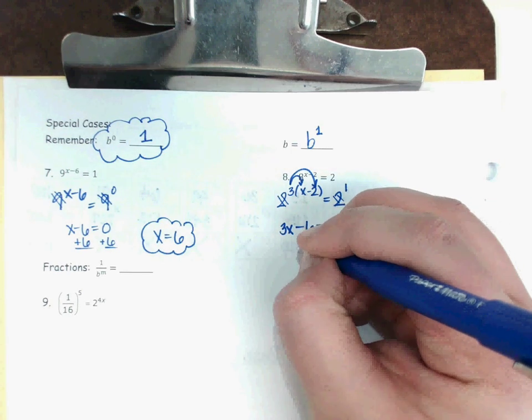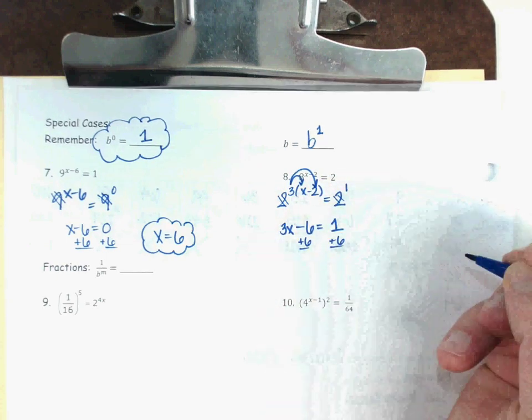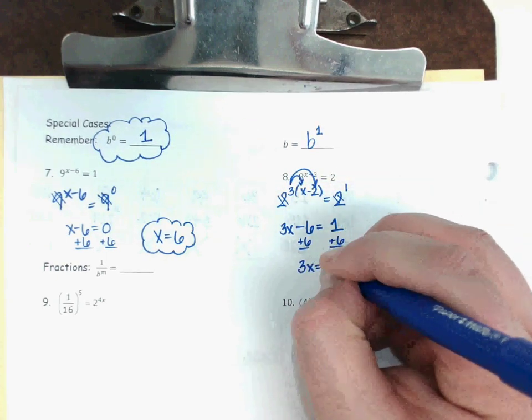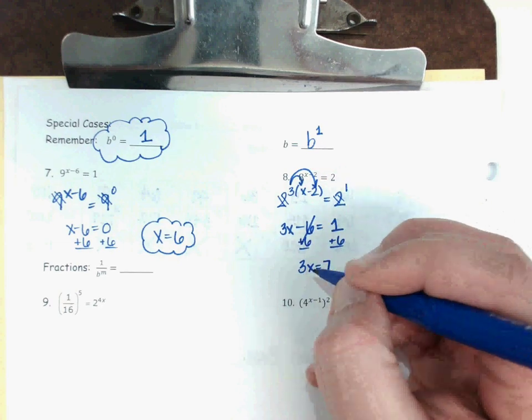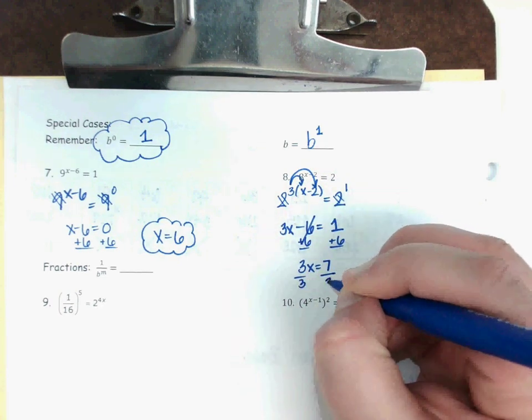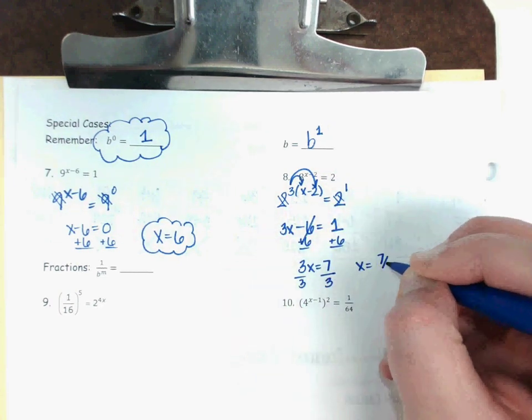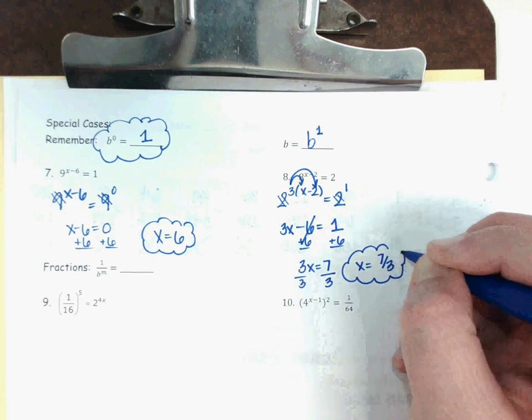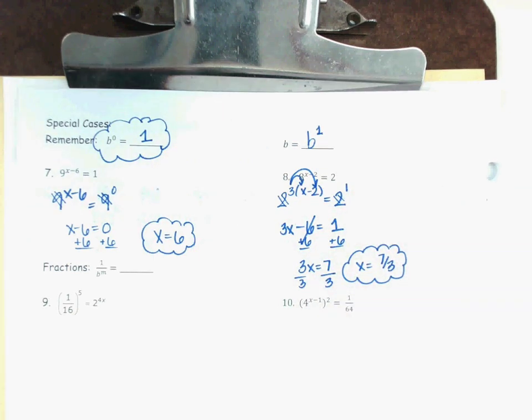Add your 6 across. What's 1 plus 6? 3x equals 7. Last step. Divide by 3. Now, 7 will not divide evenly by 3, but I can just leave it as 7/3. And that does happen. There are a couple of them that come out to be fractions, so no big deal on that. Okay, any questions about that?